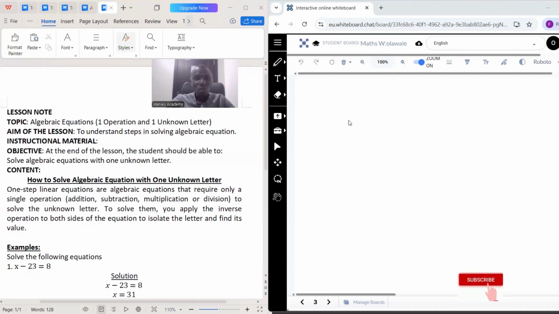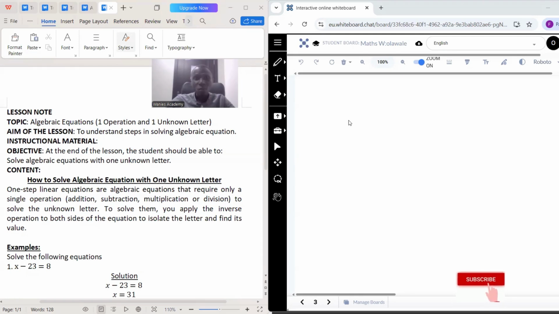In our lesson class today, we'll be looking at the topic algebraic equations, and we're focusing on one operation and one unknown letter. The aim of this lesson is for you to understand steps in solving algebraic equation. The objective of this lesson is that at the end of this lesson, you'll be able to solve algebraic equation with one unknown letter.